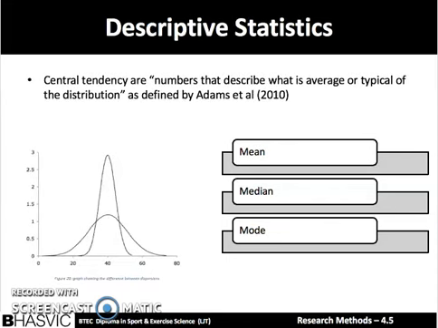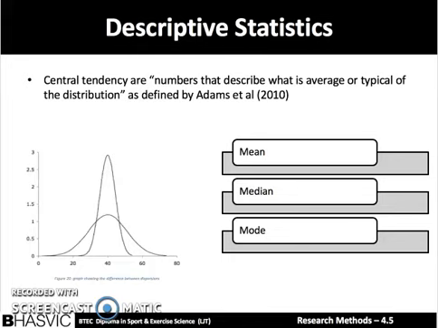Dispersion is how spread out the data is, and dispersion will be discussed a little bit later on in terms of range, interquartile range and standard deviation. So the focus at the moment is central tendency in terms of mean, median, and mode.